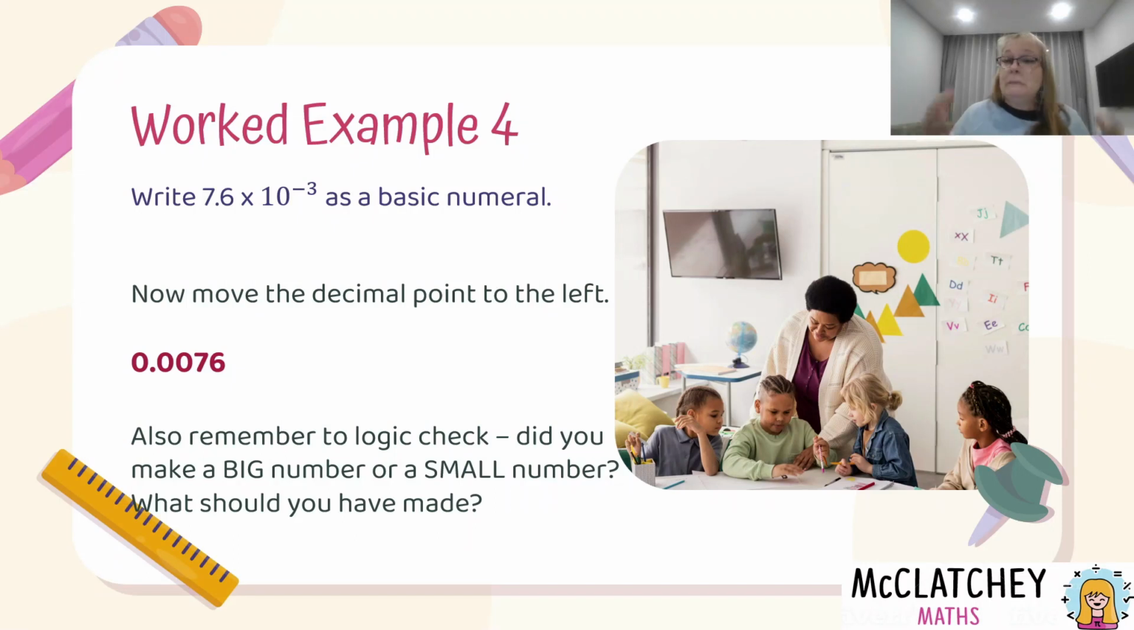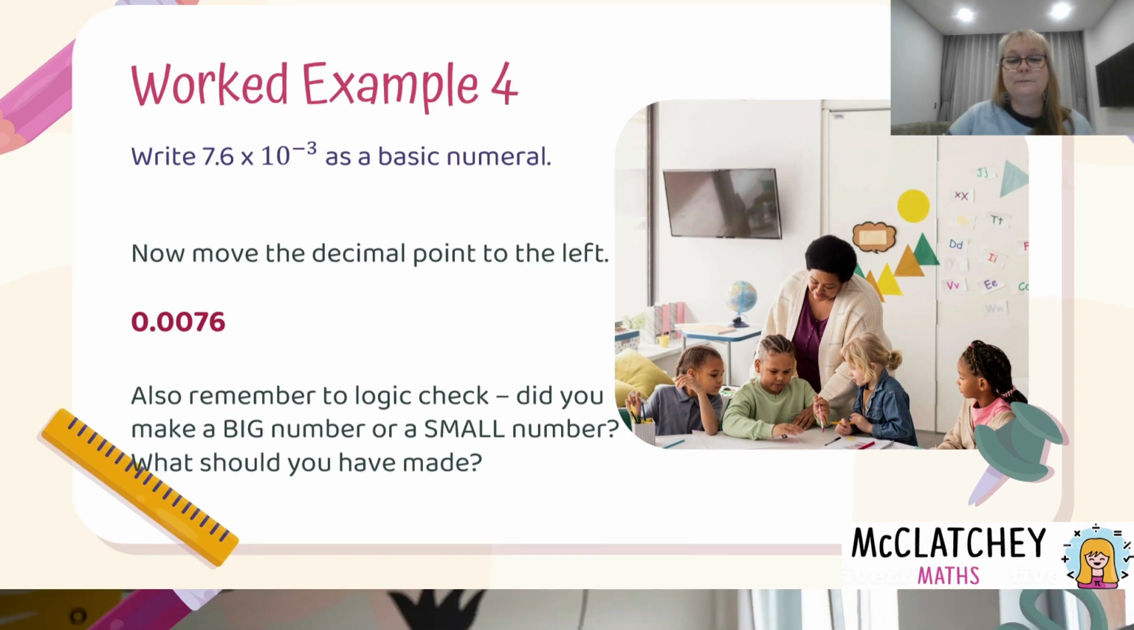Did you mean to make a big number or did you mean to make a small number? Have a look at that power at the very beginning. What should you have made? If you've ended up with the number 76,000, which is a common mistake people make, they've moved the decimal place the wrong way. So if you end up doing that, just do that logic check at the end. Should I have made a big number or a small number? And use that little memory tool that I suggested. Negative numbers mean small numbers because they're below 0.